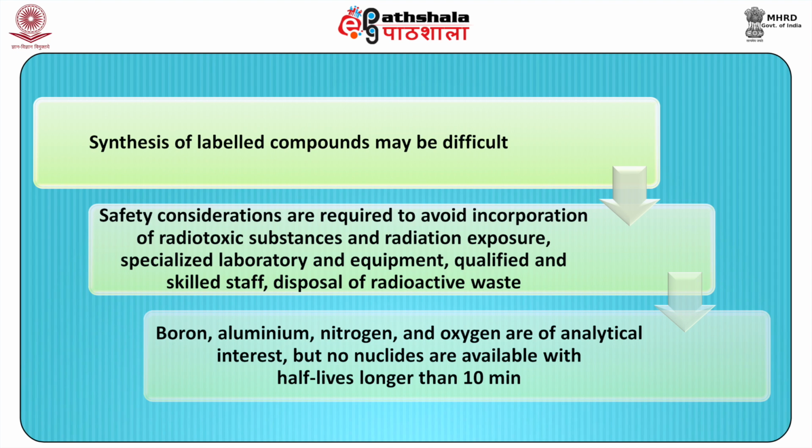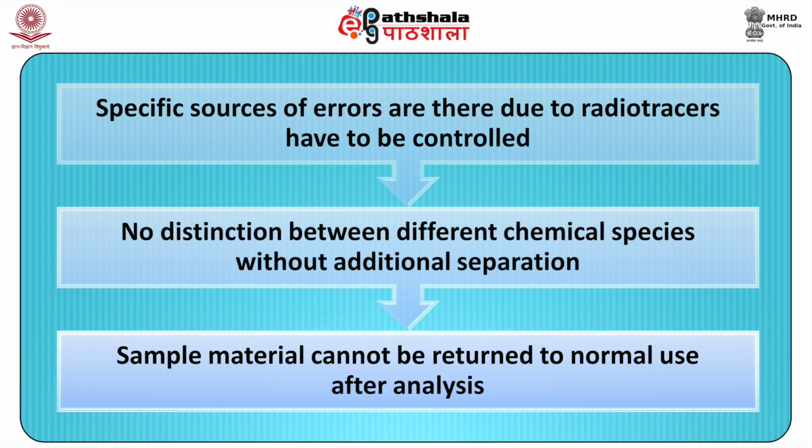Boron, aluminium, nitrogen and oxygen are of analytical interest, but no nuclides are available with half-lives longer than 10 minutes. Specific sources of errors due to radiotracers have to be controlled. There is no distinction between different chemical species without additional separation. In general also, sample material cannot be returned to normal use after analysis. So these are probably the biggest disadvantages of radiochemical techniques.